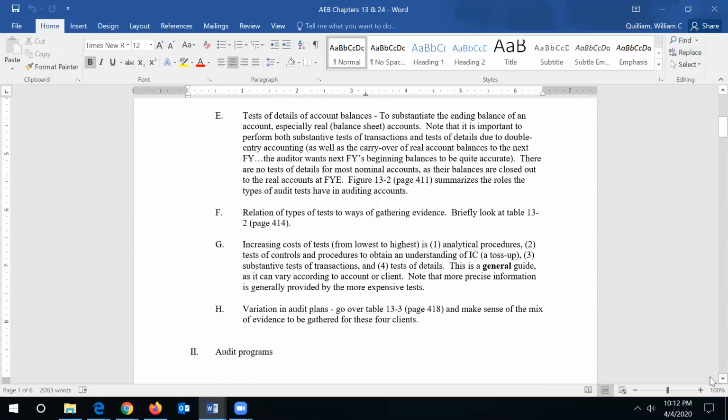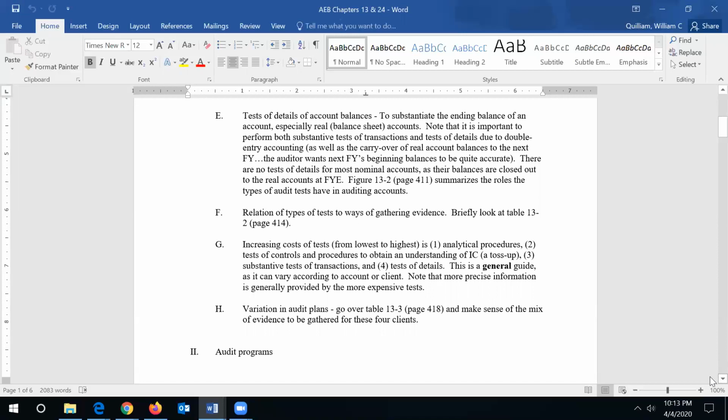We've also seen E, tests of details of account balances, and they are to substantiate the ending balance of an account, especially the real or balance sheet accounts. We note that it's important to perform both substantive tests of transactions and tests of details due to double entry accounting, as well as to the carryover of real account balances to the next fiscal year. The auditor wants next fiscal year's beginning balances to be quite accurate. So that's one reason that we want this great accuracy the tests of details will give us for those real accounts. And there are no tests of details for most nominal accounts because their balances are closed out to the real accounts at fiscal year end.